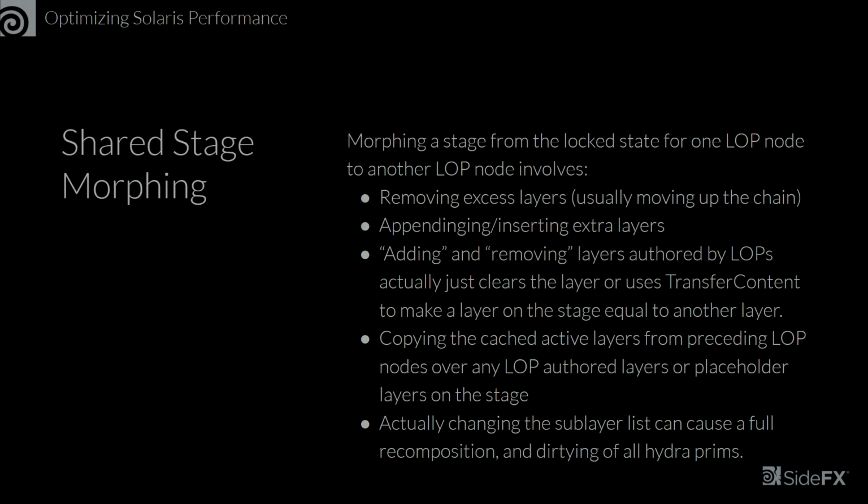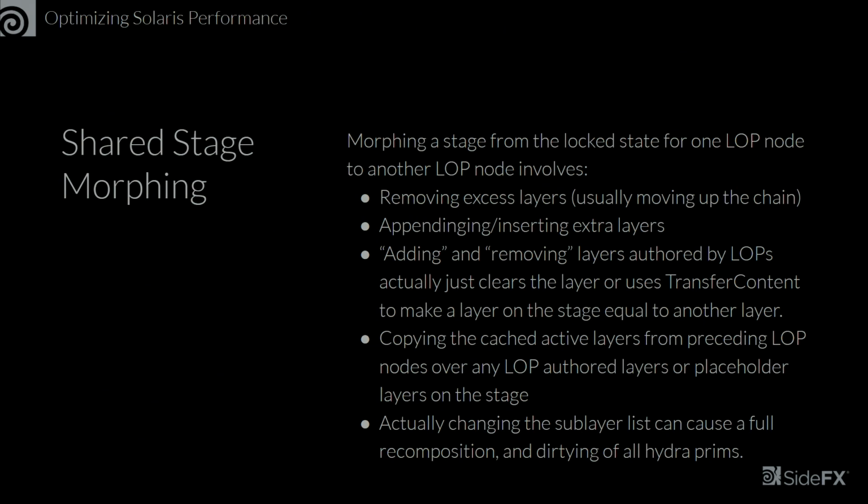I'm going to talk a little bit about how we morph the stage from the state of one LOP node to another, or from the state of one XUSD data to another. Again, I don't know why you'd need to know this, but it's kind of interesting, so I'm going to tell you. Basically, the XUSD data, the main part of it is just an array of sublayers. And then we compare that to the list of sublayers on the root layer of the stage at any given moment. We run through those two arrays, and if the stage has something that is not on the XUSD data, then we kick it off. If the XUSD data has something that's not on the stage, then we add it to the stage.